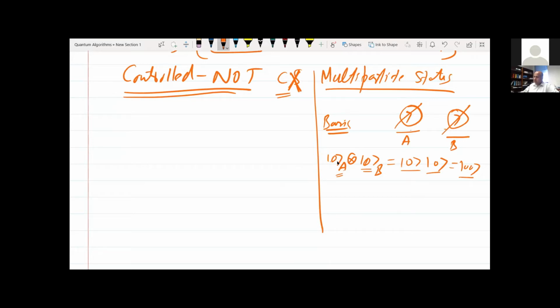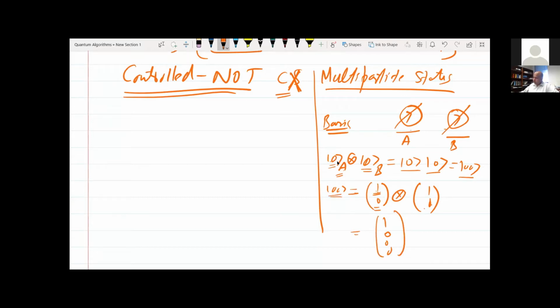Now this 00 state, we can find its matrix form as well, because this is the tensor of 0 with 0. So 0 state is 1, 0, tensor 1, 0. And the rule for evaluating this tensor product is you multiply this 1 with both of them. So 1 into 1, 1, 1 into 0, 0. Then you multiply the 0 with both of them, 0 into 1, 0, 0 into 0, 0, and you get a 4 by 1 column vector.